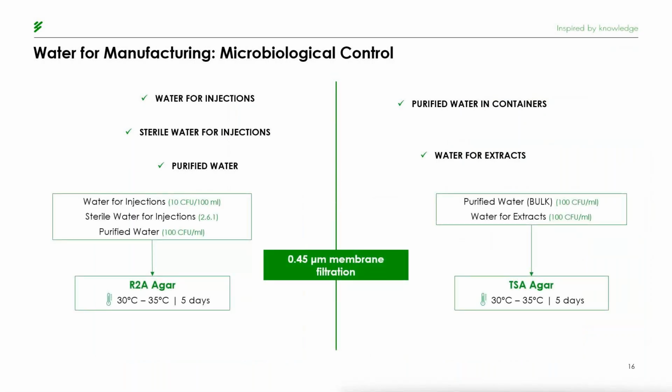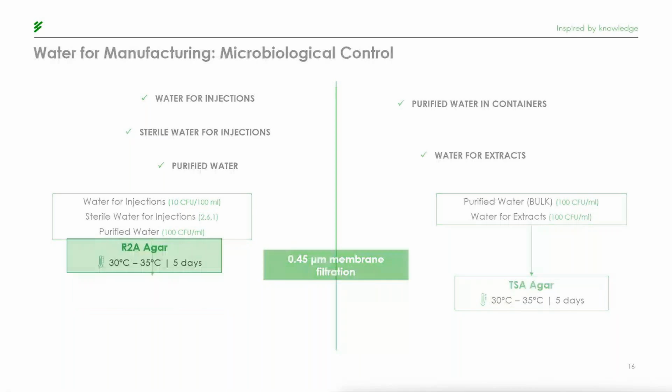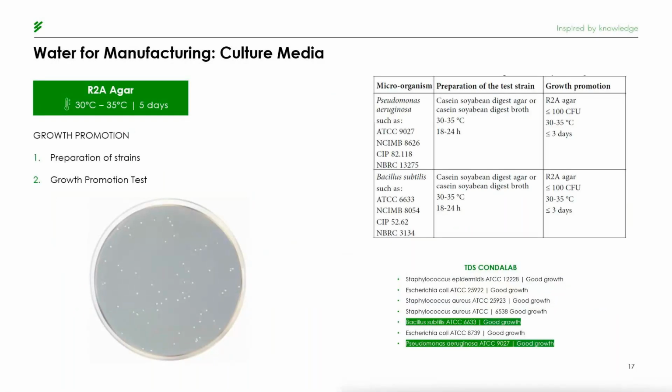As I said, on one hand, we have a stricter control for certain types. For injectable and purified water, the control will be carried out using R2A agar, incubating between 30 and 35 degrees Celsius for at least 5 days. R2A agar is a medium that stimulates the growth of stressed or injured bacteria that are tolerant to chlorine thanks to its low nutrient content and low incubation temperature for a long time.